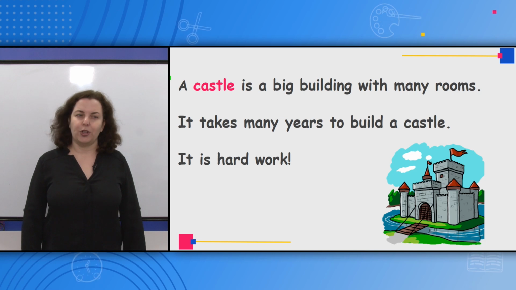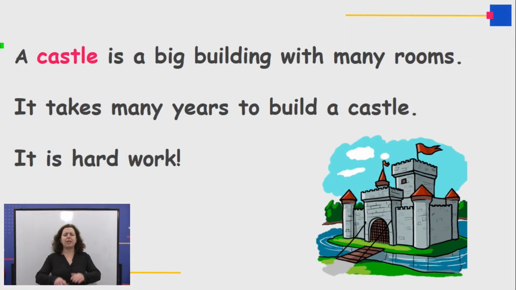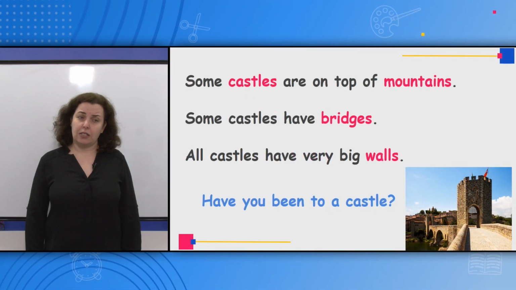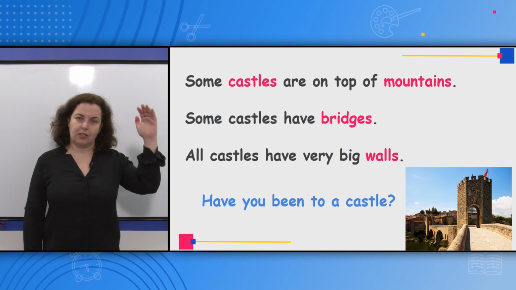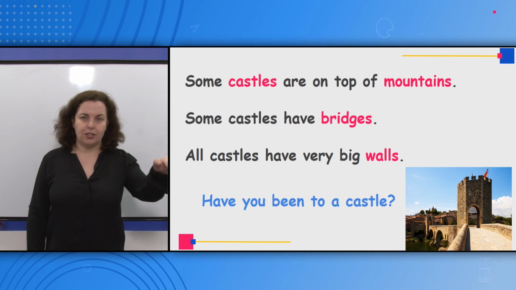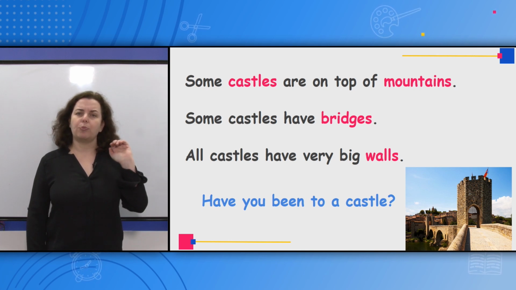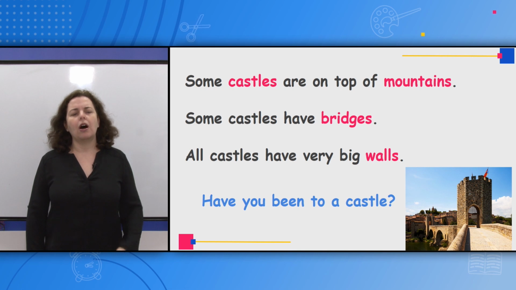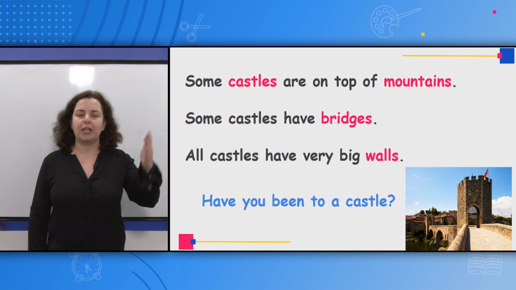Here is a little story for you. A castle is a big, big building with many, many rooms. A kitchen, a living room, a library, many, many rooms. It takes many years to build a castle. Many, many years. It is hard work. Some castles are on the top of mountains. They're all the way on the top of the mountains. Some castles have bridges. They are maybe on an island and you need a bridge to cross over to get to them. All castles have very big walls.